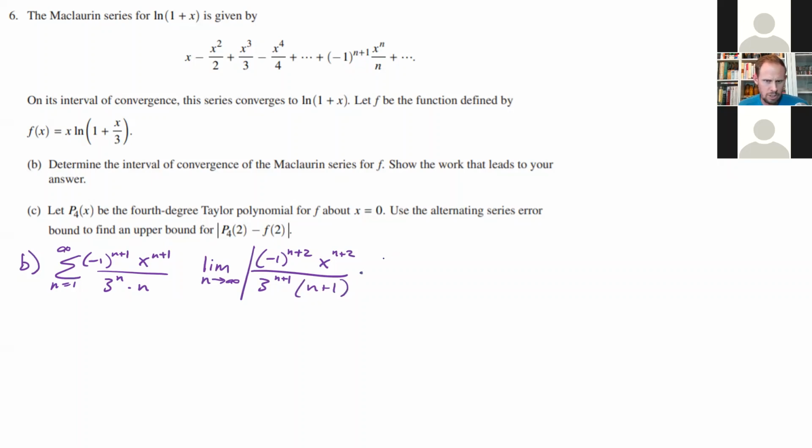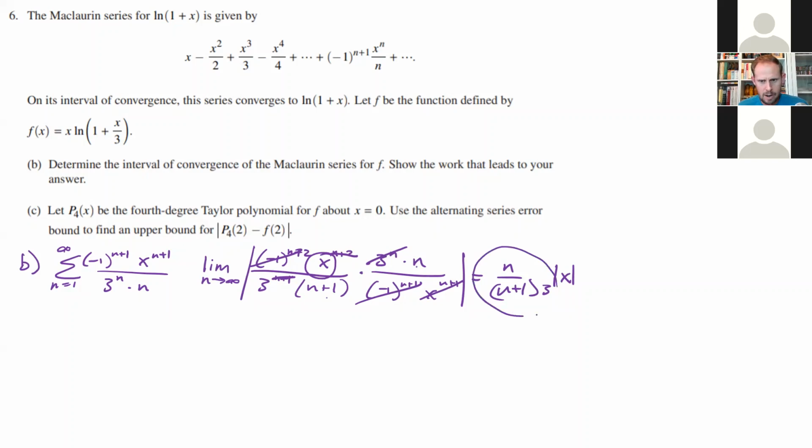Since it's already a fraction, we just flip it, multiply 3 to the n, negative 1 to the n plus 1, x to the n plus 1. All right, now the negative ones are going to go away because of the absolute values. Some 3's are going to cancel. We've got one 3 left on the bottom. Some x's are going to cancel. We've got one x left on the top, and we've got an n and an n plus 1. So really, we're getting n over n plus 1. We've got a 3 down here on the bottom, and we've got an x left right there. So absolute value of x, because that's the only place where the absolute value matters.